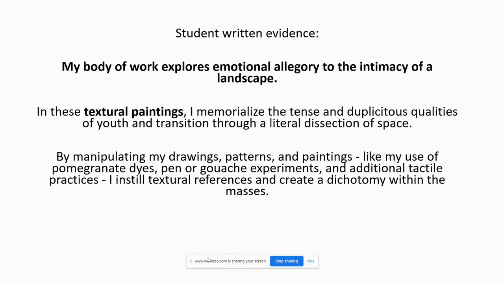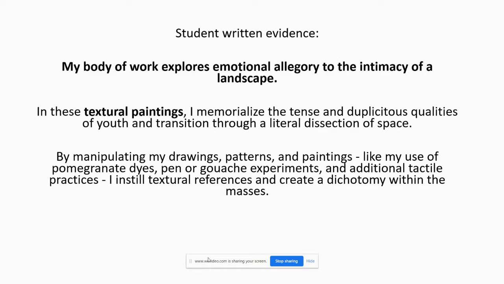She memorialized the tense and duplicitous qualities of youth and transitions through a literal dissection of space. Yes, that's right. By manipulating my drawings, patterns, and paintings, like my use of, but I don't even know what she's saying. I think she might have been trying a little too hard. I'm going to tell you straight out, it's going to work, but she could have been much more straightforward. Don't be this fluffy. Be straight, be honest, let them know what you're doing. That's important. But don't use words like duplicitous. It's too hard to say.